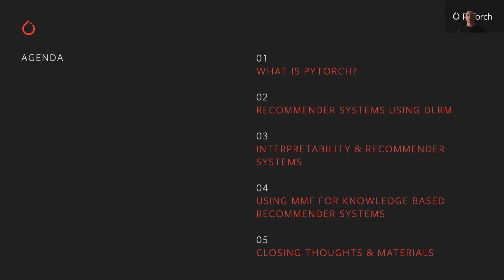A lot of this is built around DLRM, which is a deep learning recommender model. And so our friends in our AI systems co-design team, Divatsa and Maxim, will be talking about DLRM itself. Narina will be talking about interpretability in recommender systems. And then our friends who lead the multimodal framework, Manpreet and Vedanuj, will talk about using MMF for knowledge-based recommender systems. And we will close with some thoughts and materials and a place where you can actually get all this code and other artifacts from this tutorial.